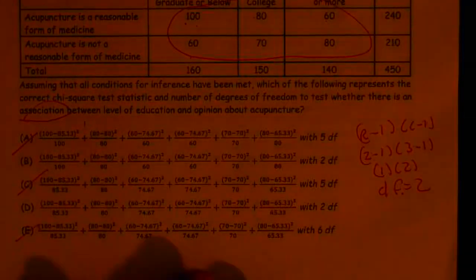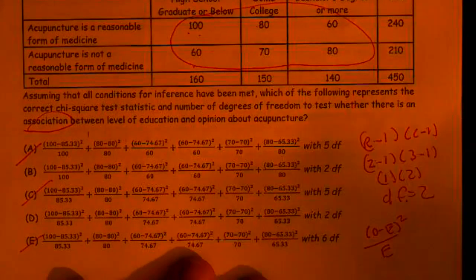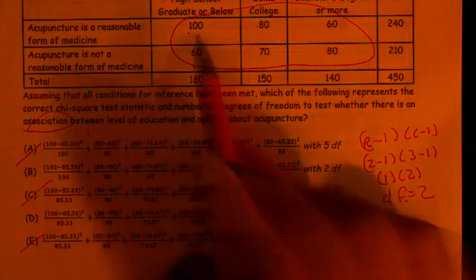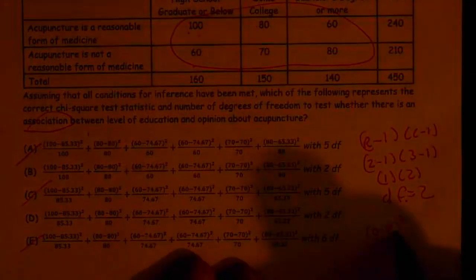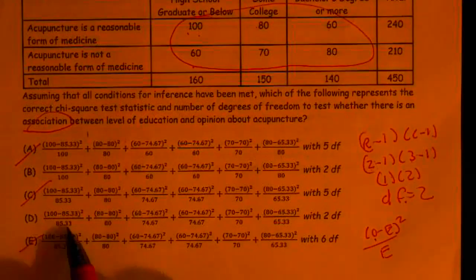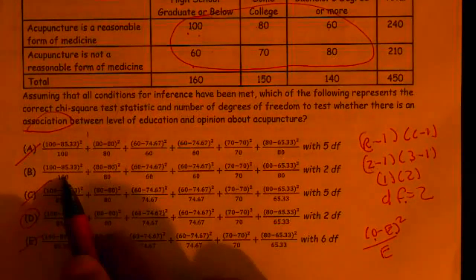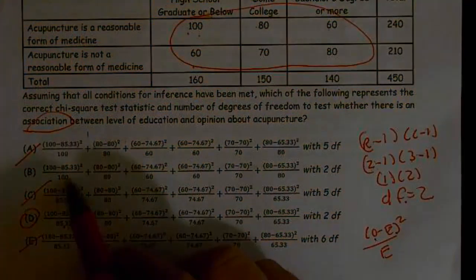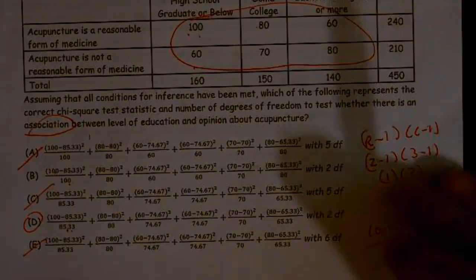Please remember, for a chi-squared, it's observed minus expected squared over expected. So my first one should be 100, and I got an expected value of 85.33. So 100 minus 85.33 over 85.33. So the one that's over the expected is D. Because when I look at part E, they have observed minus expected over observed. And remember, it's observed minus expected over expected. So the answer choice to 72 is D.